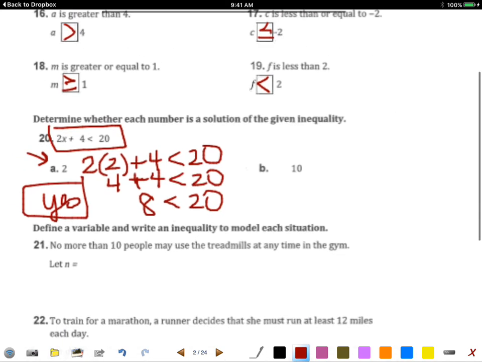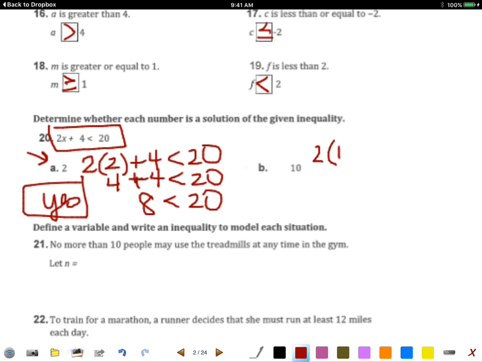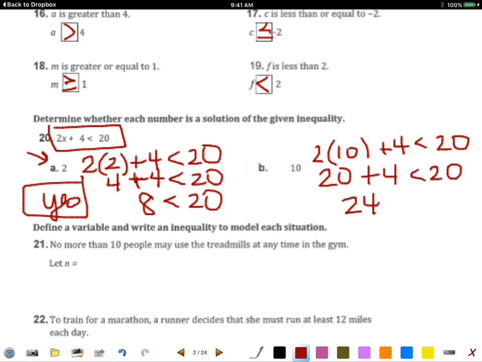All right, let's try 10. 2 times 10 plus 4 is less than 20. 2 times 10 is 20 plus 4 less than 20. 20 plus 4 is 24. Is 24 less than 20? No. So also put a slash through that sign because that would not be right.